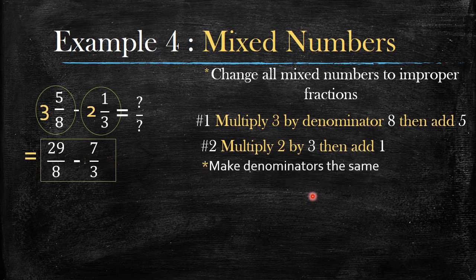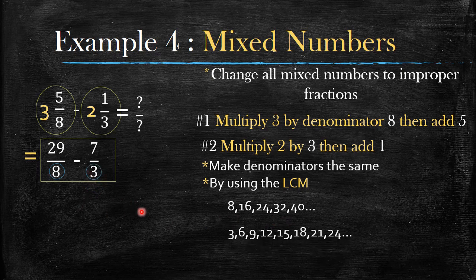To this part, we make denominators the same. How do we make the denominators the same? By using the lowest common multiple. So let's look at the multiples of 8. Here they are. The multiples of 3, there they are. So now, what is the lowest common multiple? It's 24.